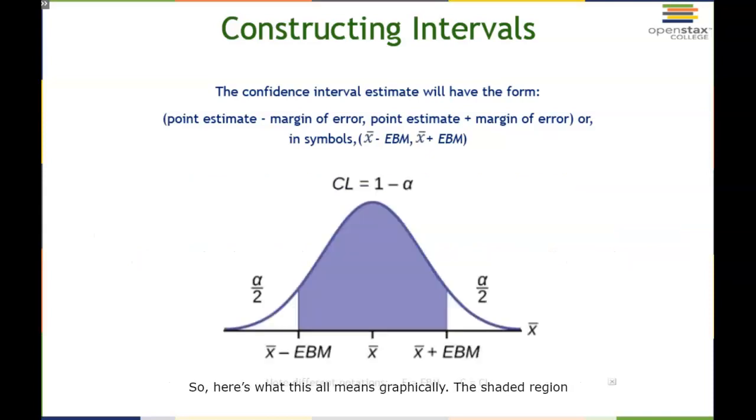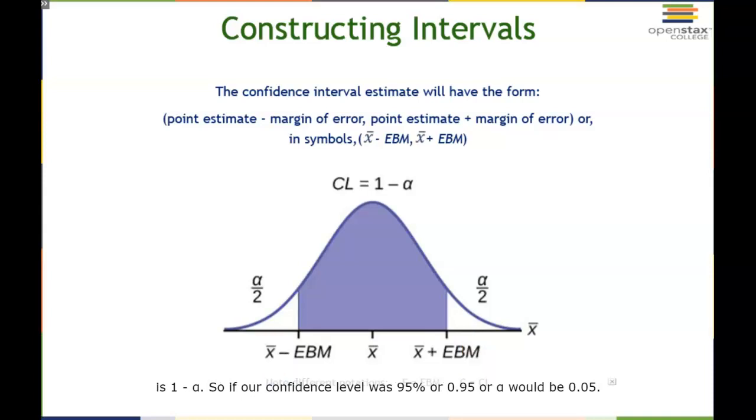So here's what this all means graphically. The shaded region is our confidence interval. We're using our point estimate of x bar, and we're going down a bit and up a bit. And we're hoping that we're in some confident level that our actual population mean lies somewhere in this shaded region. Now, these tail areas that are not shaded, that's where our alpha lives. And because our alpha is a tail to the left and a tail to the right, that's why we divide alpha in half. So our confidence level is 1 minus our alpha.